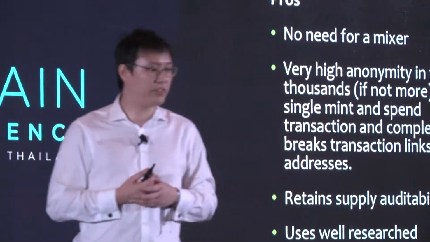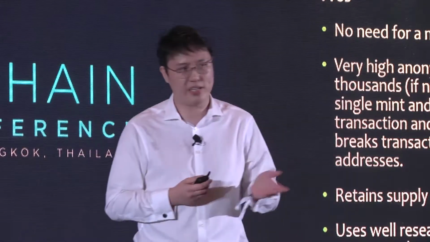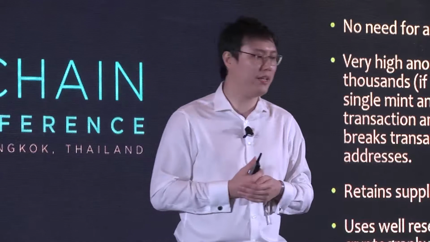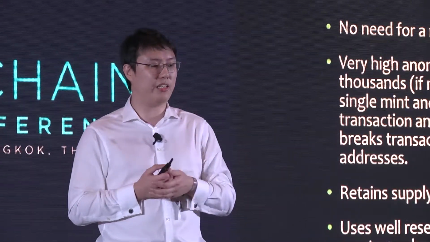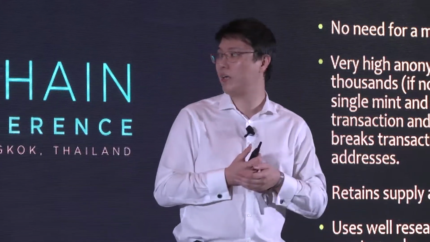The cons are proof sizes are currently large, so if you want to do a zero-coin transaction, it's about 25 kilobytes. There are ways to reduce this to 10 kilobytes. We're researching ways to reduce this to 1 kilobyte. And it requires a trusted setup, and incorrect implementations or leakage of the trusted setup can lead to the forgery of coins, which I mentioned.